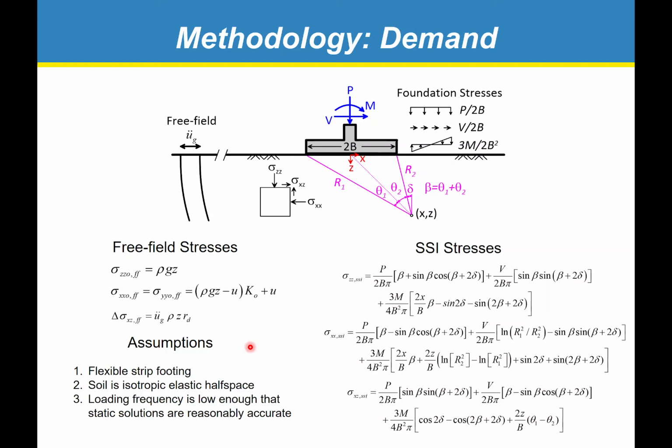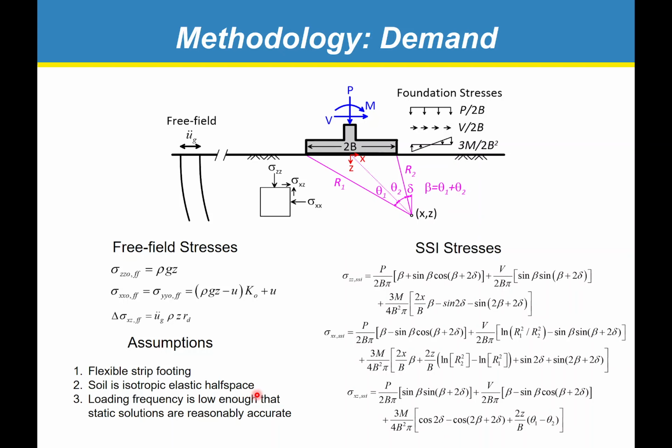Okay, then we're going to make some assumptions about the footing. So we'll assume it's a flexible strip footing, so we can model it just as a pressure distribution acting on the surface. That pressure distribution will account for vertical load, shear, base shear acting on the bottom of the footing, and then moment, right? So it'll be kind of a trapezoidal incline distribution when you sum up these three components. We're also going to assume that the soil is an isotropic elastic half space.